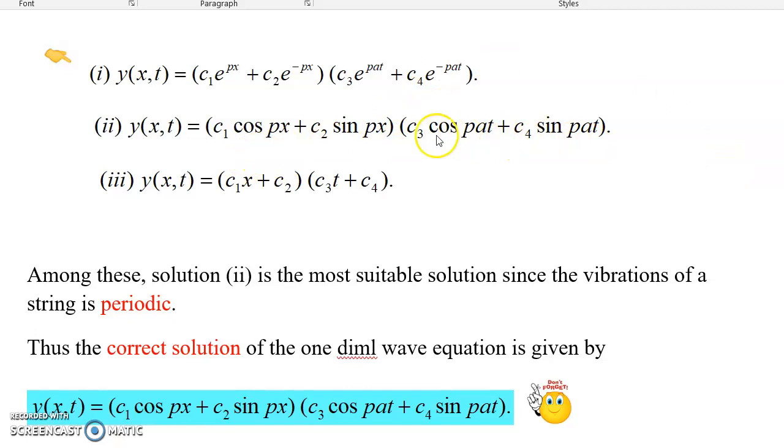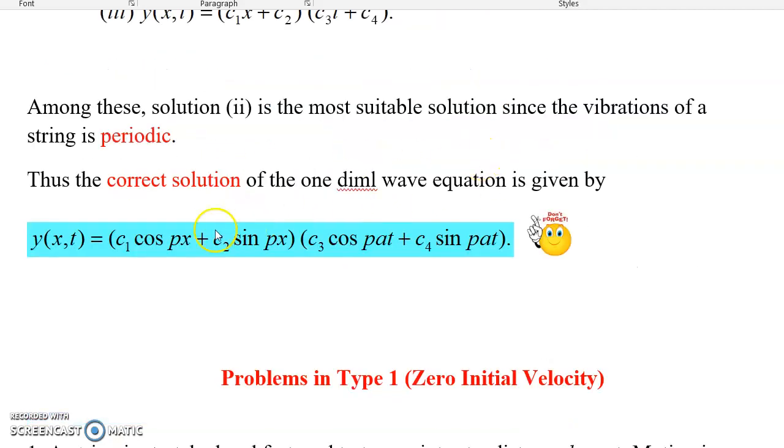So among these, which will be the periodic function? Yes, cos and sine. We know that cosine and sine functions are periodic with period 2 pi. Hence, the second solution will be the most suitable or the correct solution of the one-dimensional wave equation. So this second solution will be the correct solution of the one-dimensional wave equation.